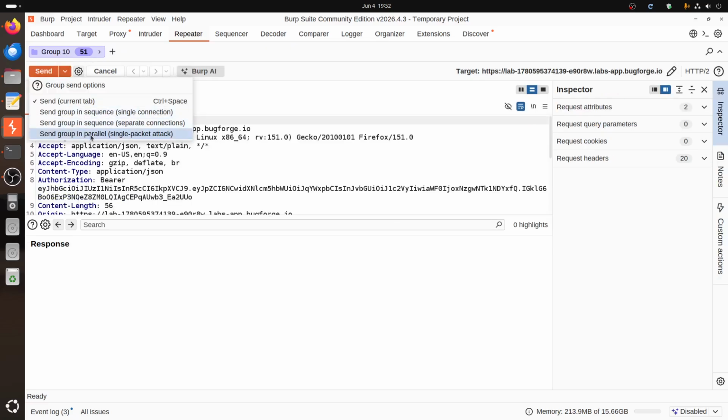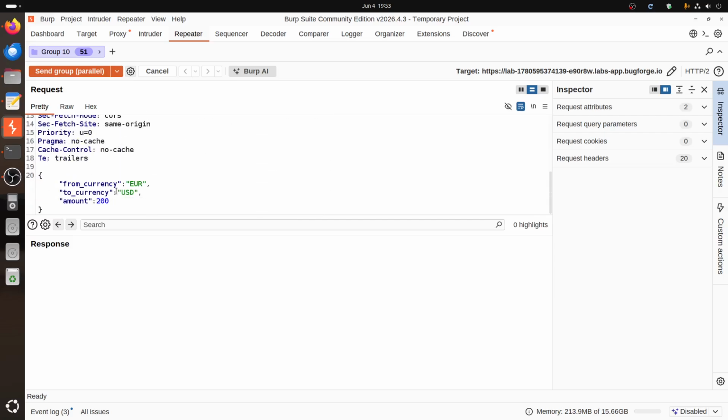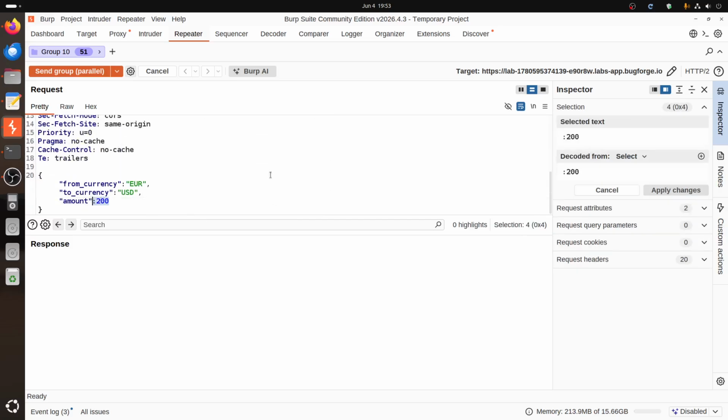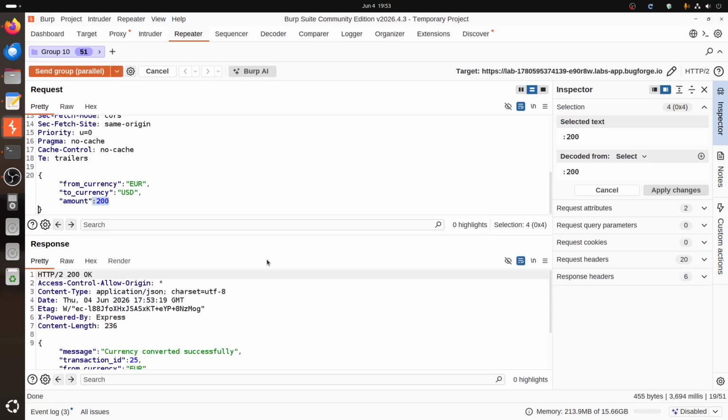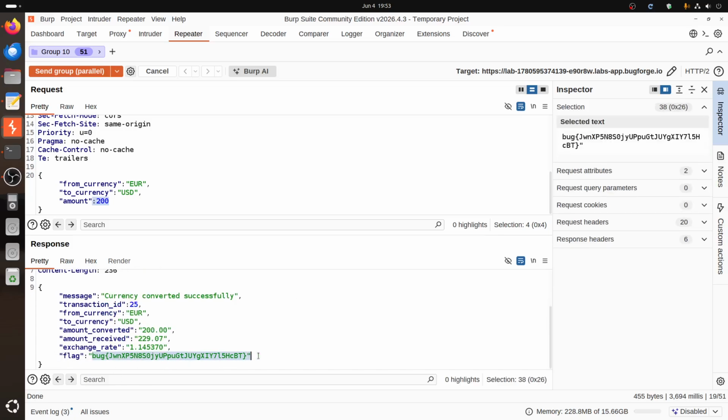And then we can send the group in parallel. So the idea is, if there is a race condition and we convert 100, we can convert a lot of money because it's in parallel. So we have 50 of them, so most of them will work and we get an exchange. And if things go well, we get our flag. So if I send this one in parallel, now I said convert and we got our flag there.